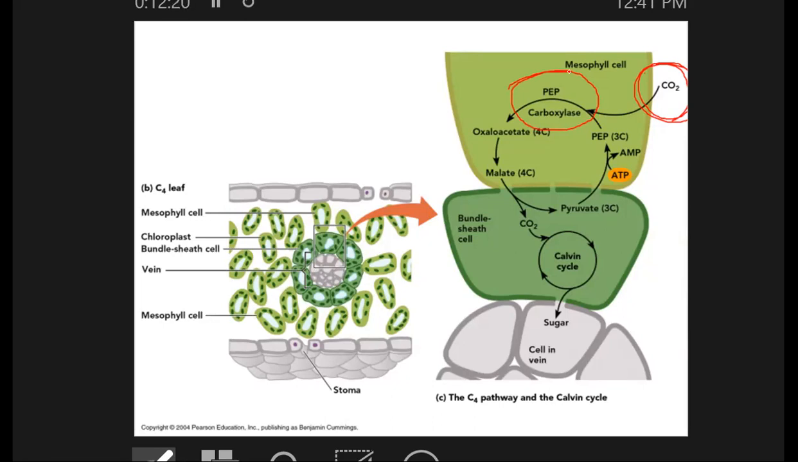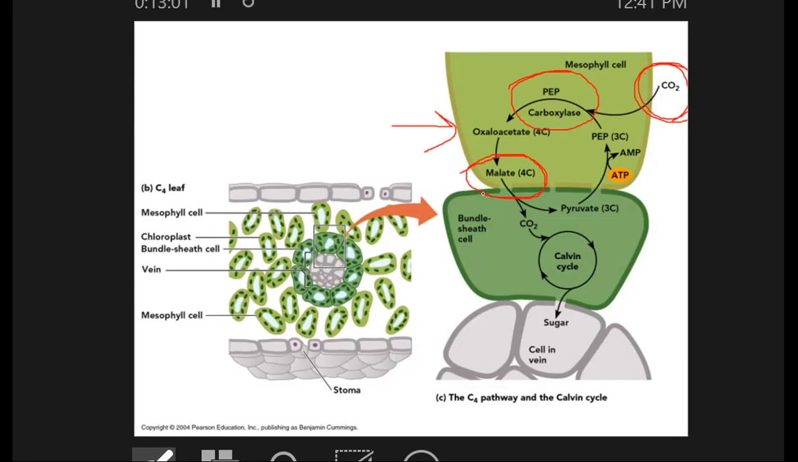So those two will react, and what you end up with is a 4-carbon oxaloacetate, which then gets converted to malate. Now, it's still 4-carbon. So that's all happening in the mesophyll. Nowhere in there did we say anything about Rubisco, right? PEP carboxylase is very picky for CO2. It does not want oxygen. It can't handle oxygen. So oxygen is not allowed into the active site. Only CO2 and PEP can work into the active site of that PEP carboxylase enzyme.